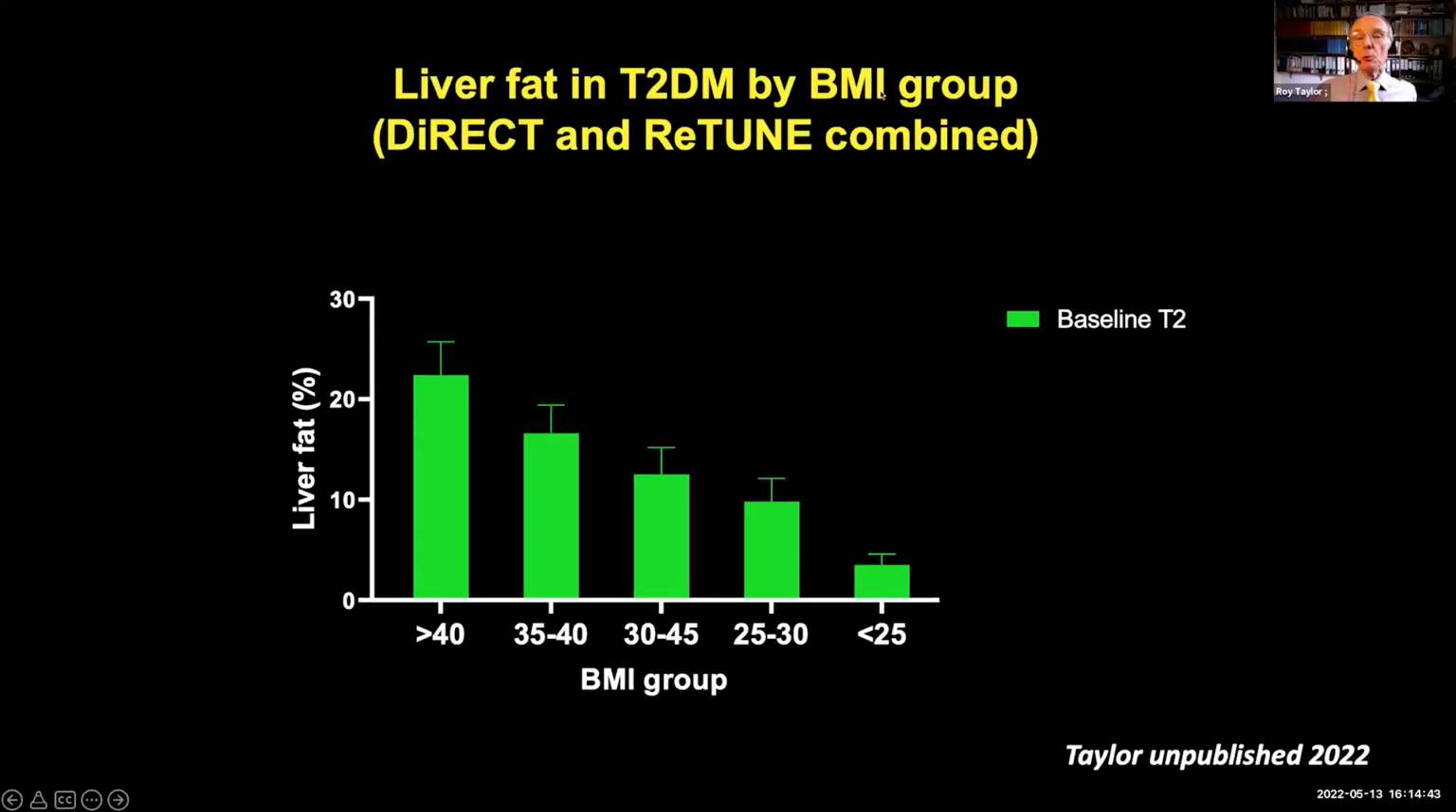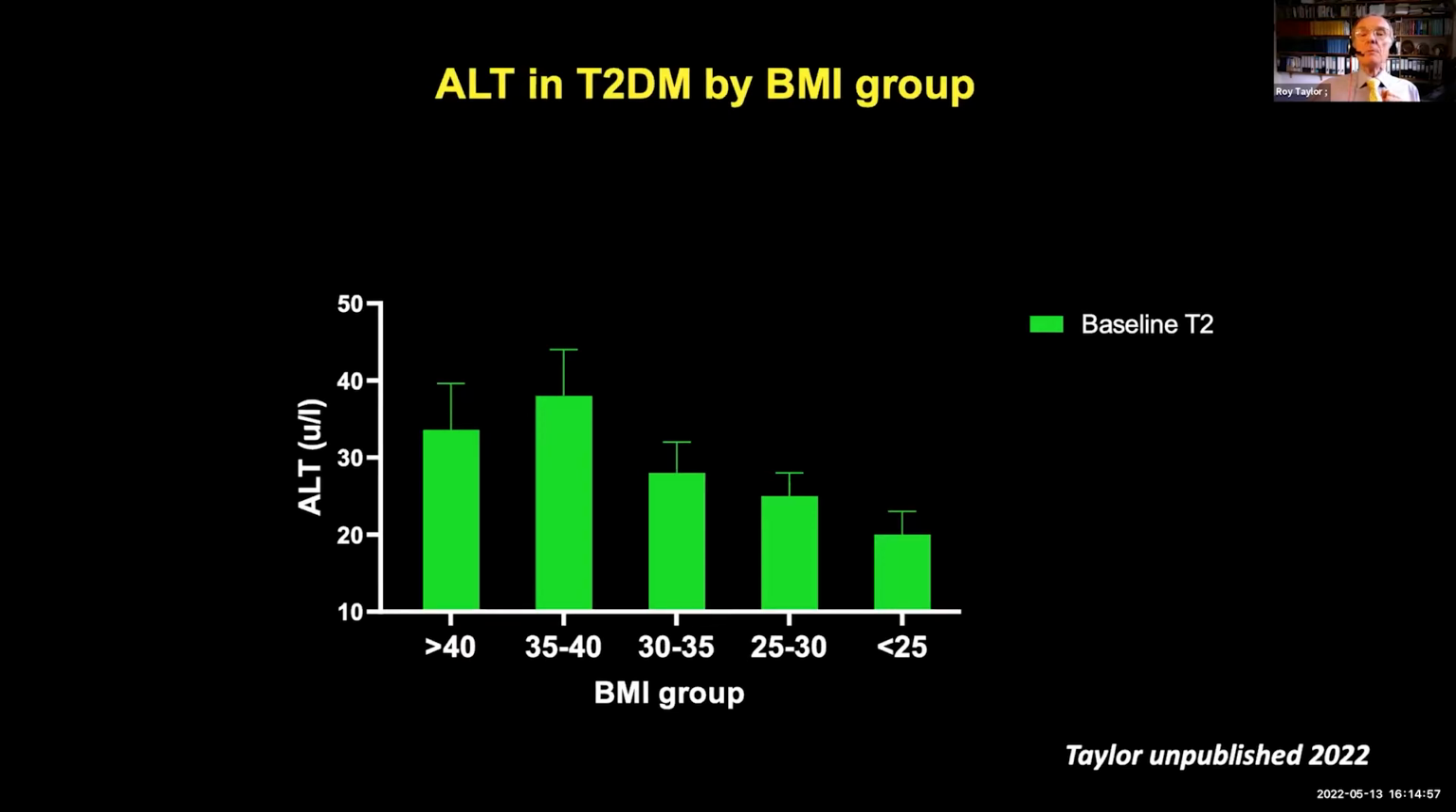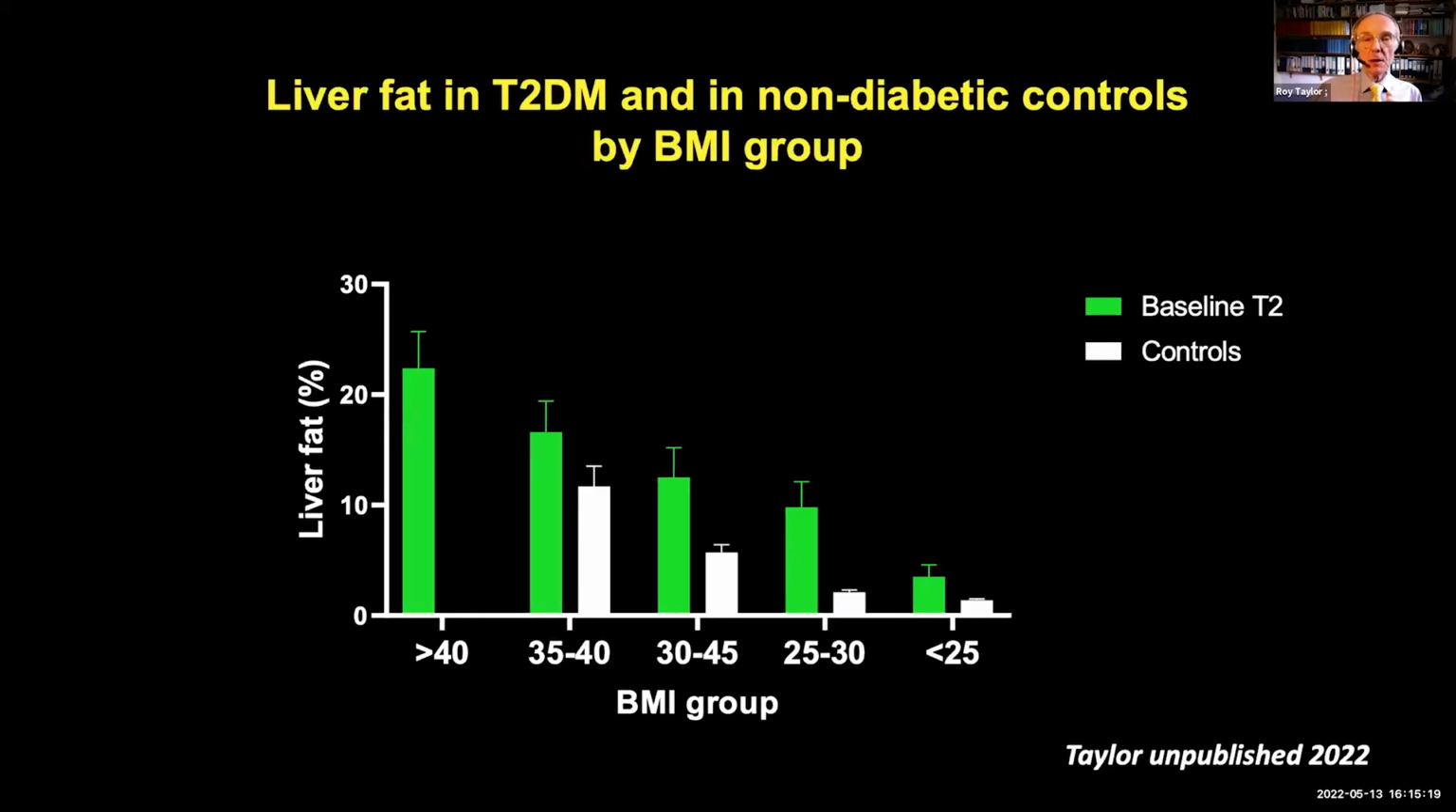Here, I've combined the whole data from DiRECT and ReTUNE and organized it into BMI groups. Look what happens to liver fat. In a way, this will surprise no one. But let me just reassure the hepatologists that I'm not trying to rewrite the textbooks. Of course, the people with the higher BMIs who had the highest liver fat also had the suggestion of liver damage most clearly written. So the usual threshold seems to be appropriate for liver damage.